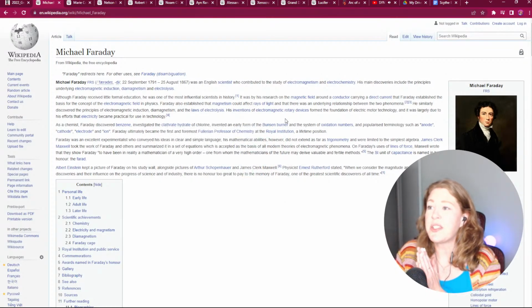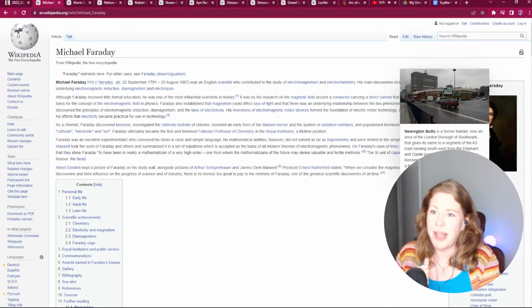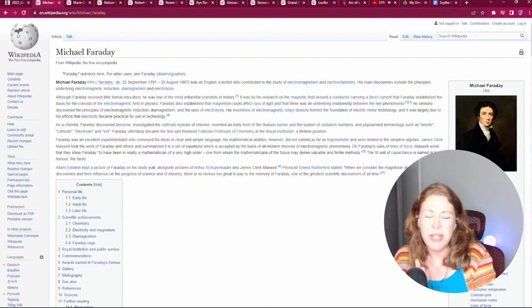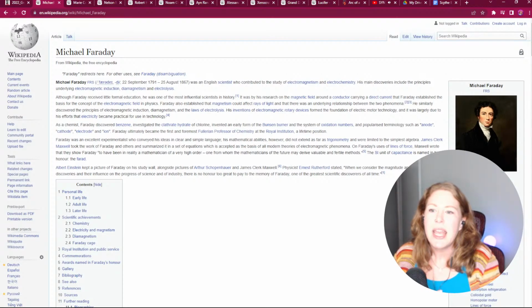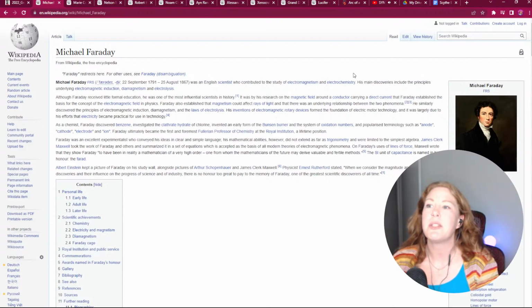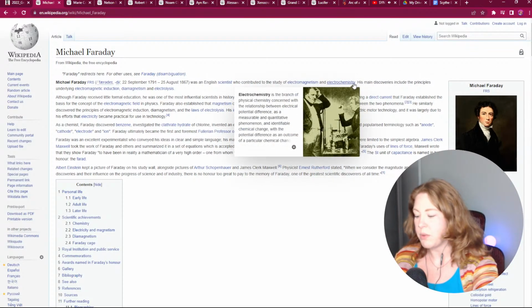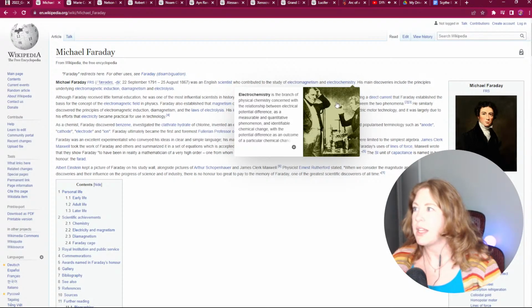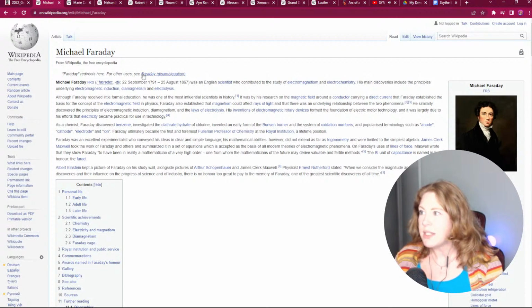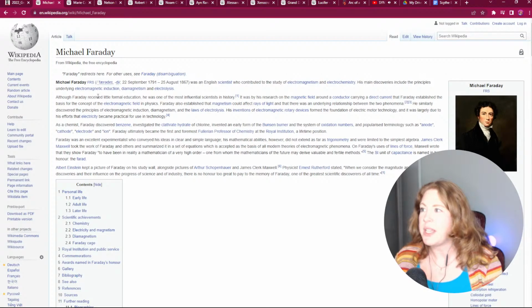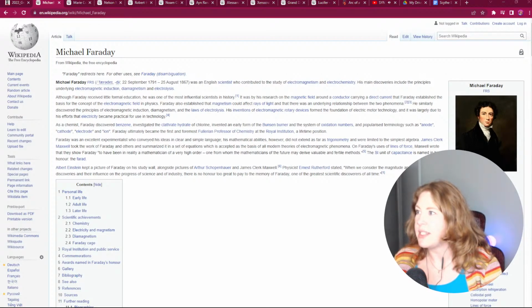Michael Faraday, English scientist. So he was in England, Middlesex, in Newington. Wow, that sucks. He was in Newington Butts and Middlesex. Great places to be from in England. And he is a scientist who contributed to the study of electromagnetism and electrochemistry. His main discoveries include the principles underlying electromagnetic induction, diamagnetism, and electrolysis.